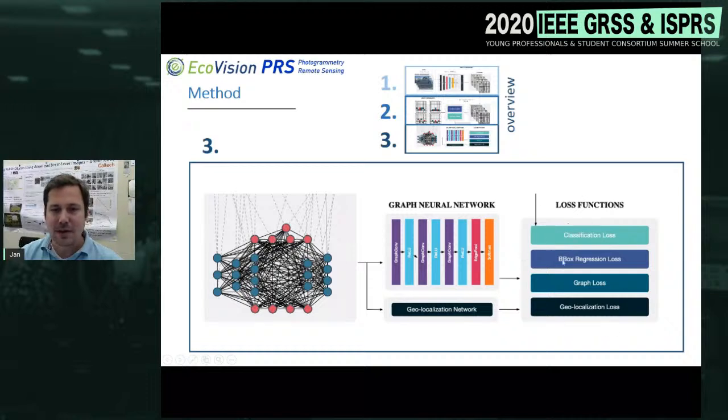And then we get quite many loss functions that all make up the final loss. So we have the classification loss to detect the tree. We have the bounding box regression, which fits the bounding box size to the tree. We have the graph loss here to basically get rid of those edges that are meaningless connections. And we have a geolocalization loss, which then fine tunes the position of the tree in geographic coordinates, given all the different views on the same tree.